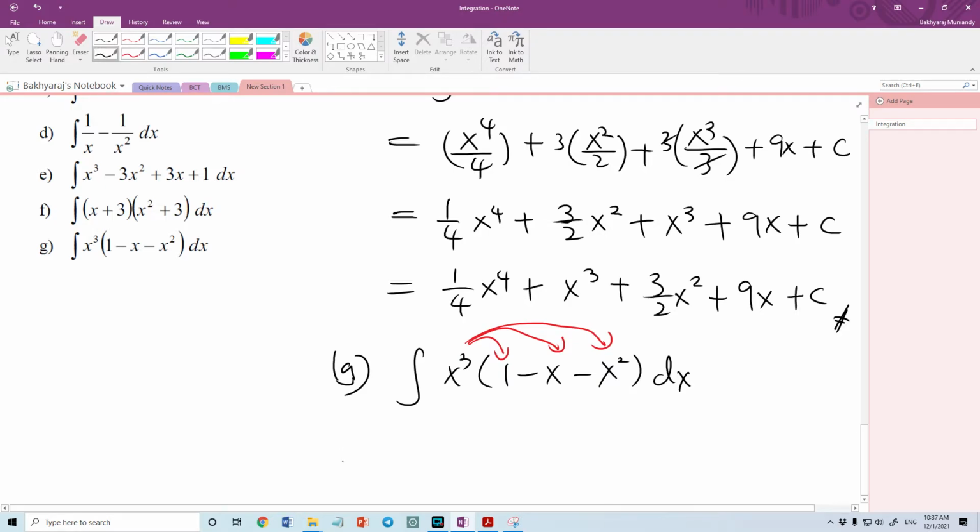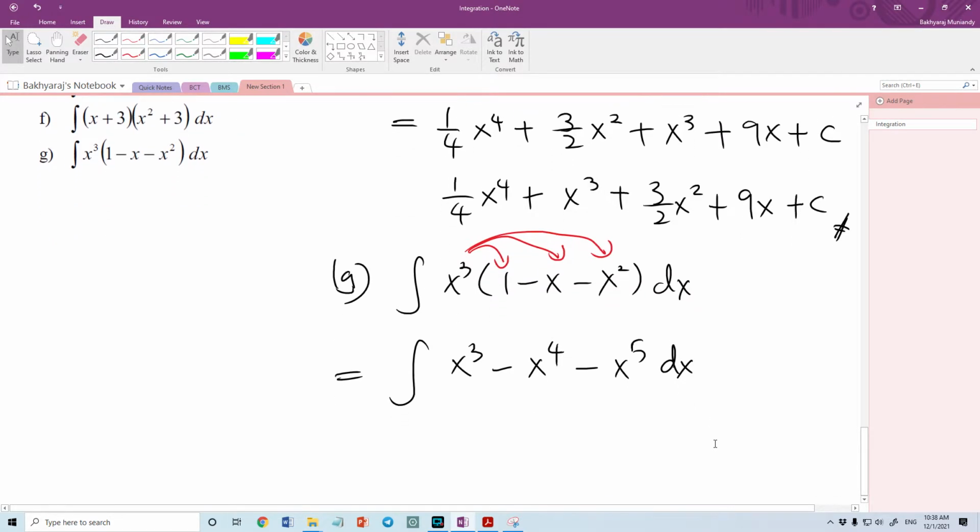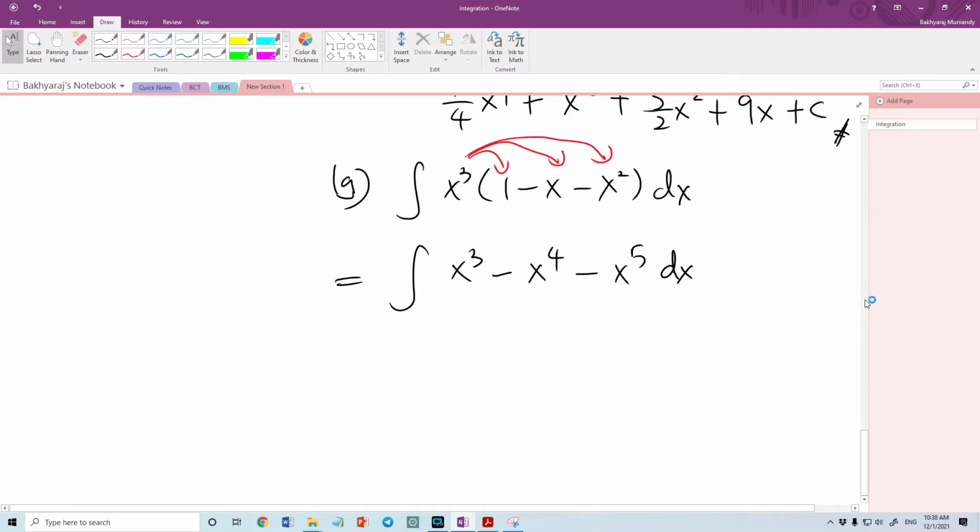So when you expand, you get integrate x to the power of 3 minus x to the power of 4 minus x to the power of 5 dx. So the expansion gives you this. Once the expansion is over, then you can go for the formula, the polynomial formula.